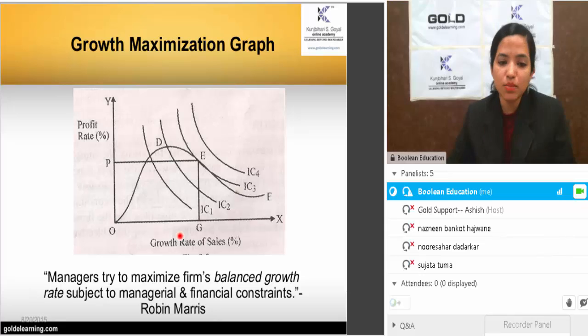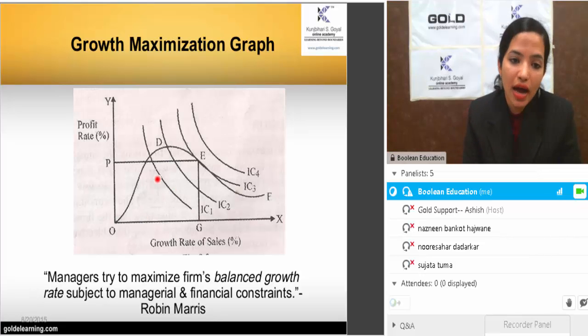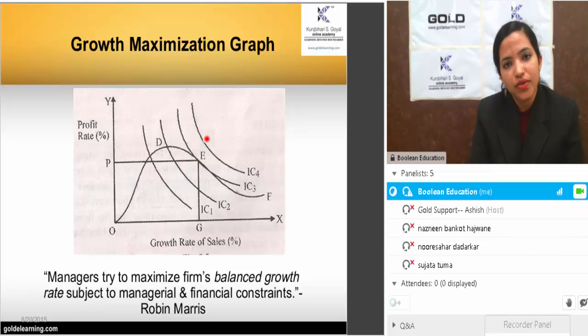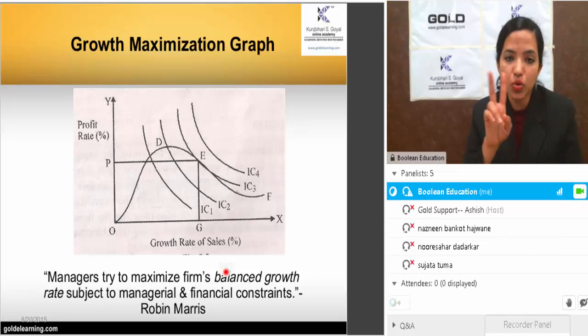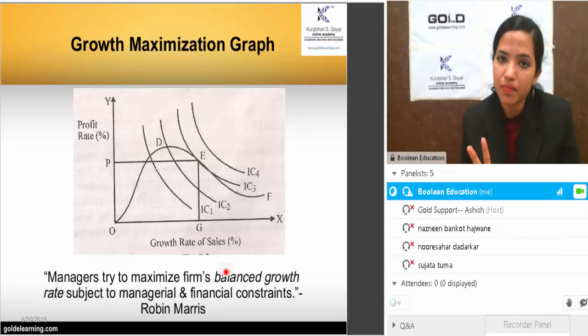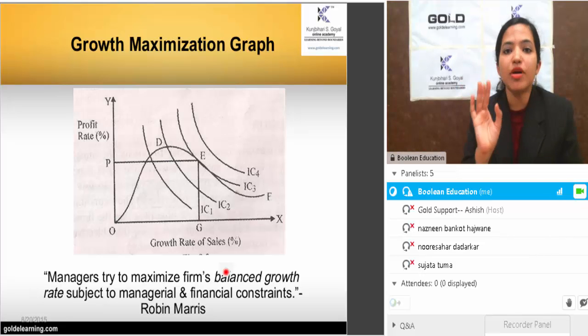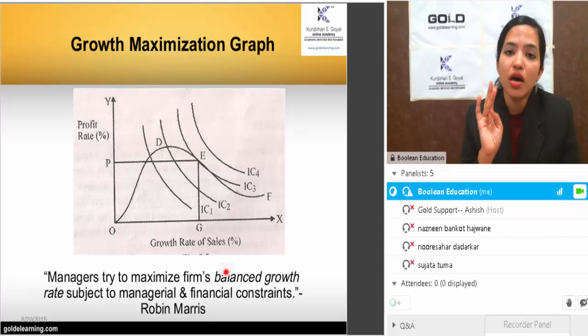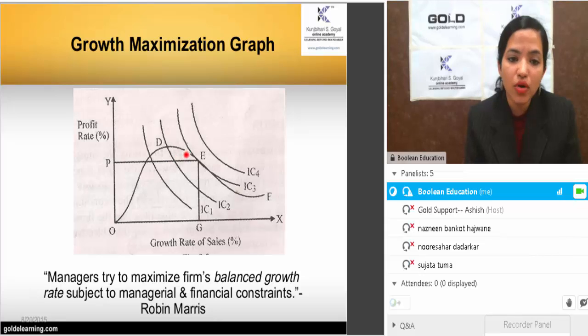Managers try to maximize firms' balanced growth rate subject to managerial and financial constraints. ये going on higher indifference curves depends on, everyone wants to be on a higher indifference curve, right? But this depends on what? Two things. One is the management skill and second the financial constraint, right? आपका डेप्थ कितना है, आपका लिक्विड एसेट्स कितना है और आपका प्रॉफिट कितना हो रहा है, इन तीनों पे डिपेंड करता है on which indifference curve you will stay on.